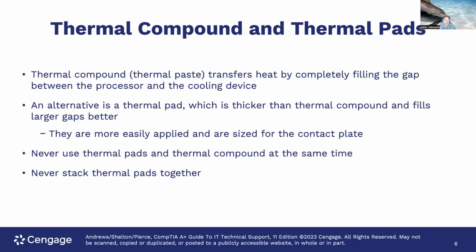Thermal compound and thermal pads. Thermal compound or thermal paste transfers the heat by completely filling the gap between the processor and the cooling device. An alternative is to use a thermal pad, which is thicker than the thermal compound and fills large gaps better. They're more easily applied in size for the contact plate. It also removes the need to judge how much of a pea-sized amount of thermal paste is enough, because you don't want to use too much, you don't want to use too little. But you never want to use thermal pads and thermal compound at the same time. That's a no-no. And you never want to stack your thermal pads together.